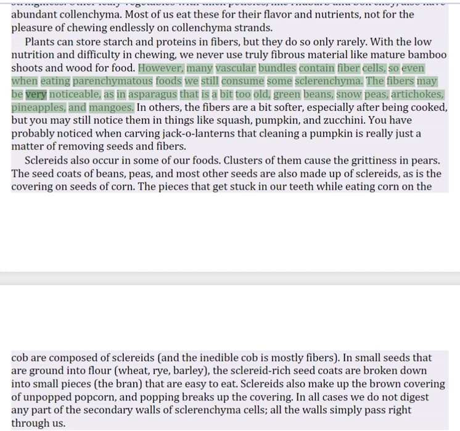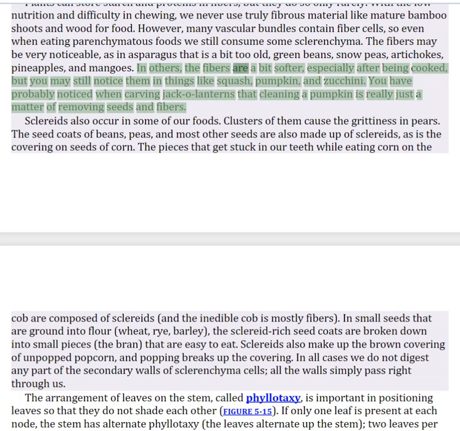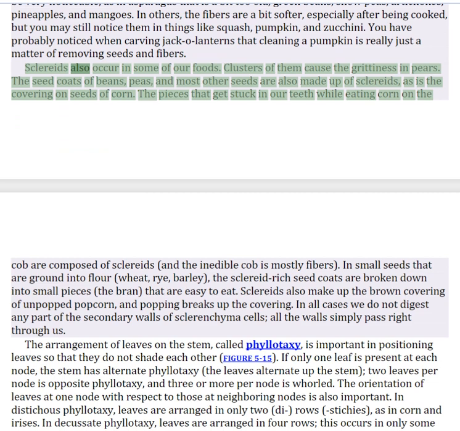The fibers may be very noticeable, as in asparagus that is a bit too old, green beans, snow peas, artichokes, pineapples, and mangoes. In others, the fibers are a bit softer, especially after being cooked, but you may still notice them in things like squash, pumpkin, and zucchini. You have probably noticed when carving jack-o'-lanterns that cleaning a pumpkin is really just a matter of removing seeds and fibers. Sclereids also occur in some of our foods.